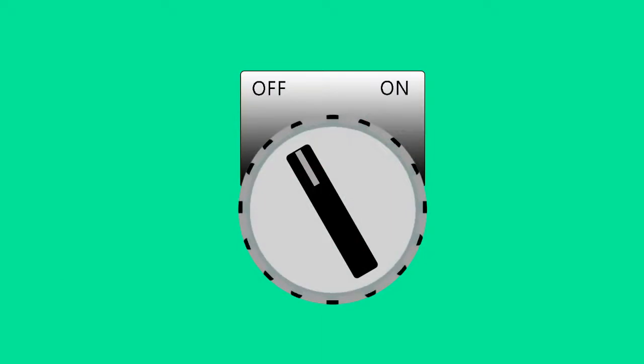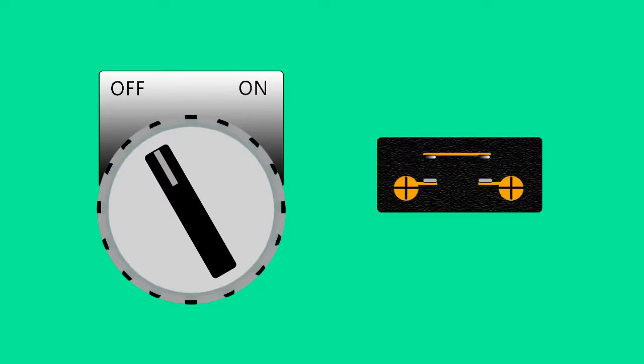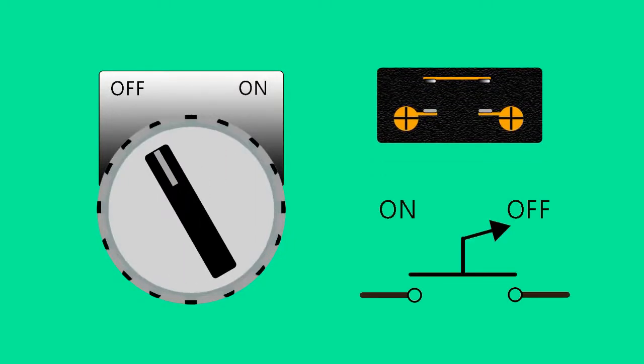Another control device that uses normally open and normally closed contacts is a selector switch. Selector switches are identified by the number of positions that can be selected. Shown here is a 2-position selector switch. These are typically used for simple off and on control. Normally open and normally closed contacts are attached to the selector switch. The ladder diagram for a selector switch is shown here.